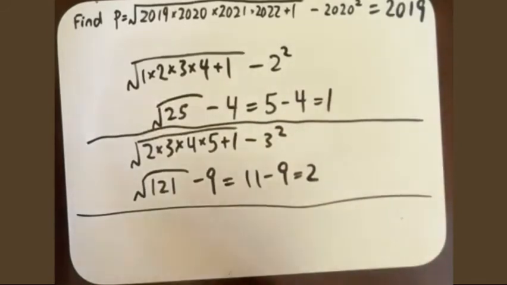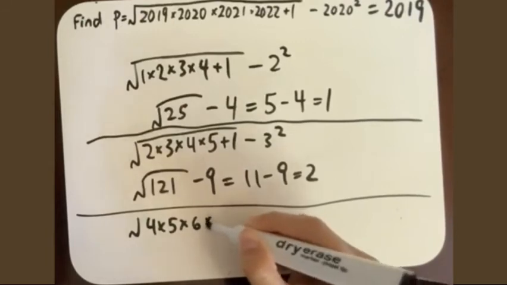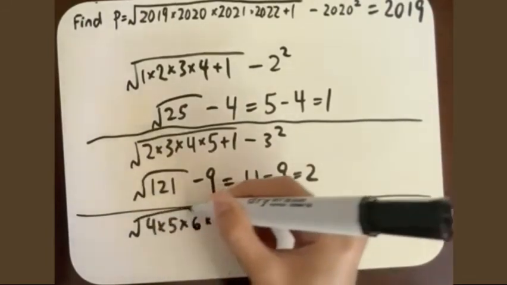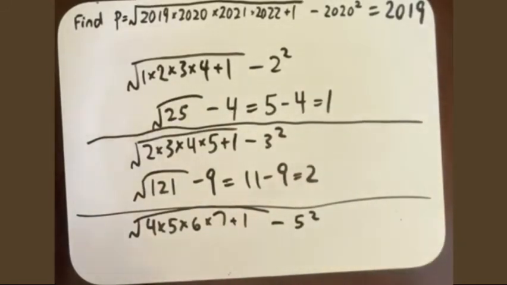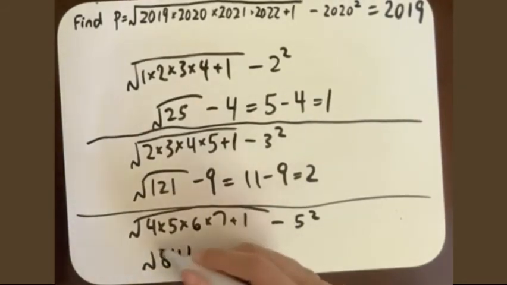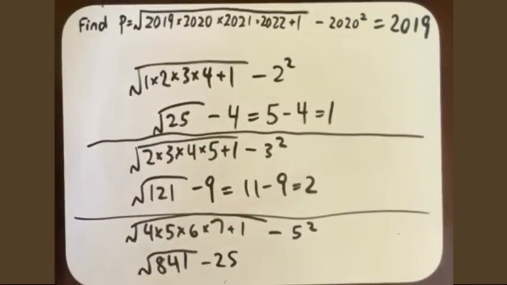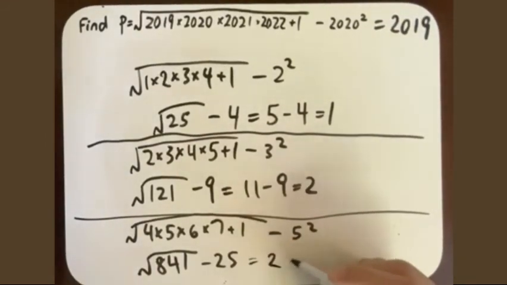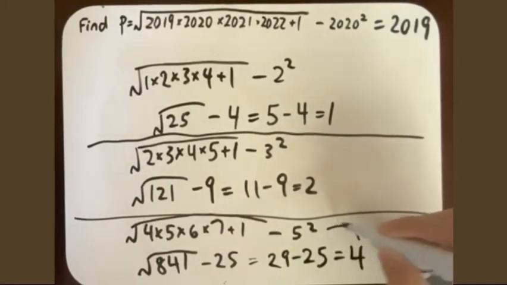Let's do one more. Let's go for maybe a bigger number. Let's go with 4 times 5 times 6 times 7 plus 1, square root of that, minus 5 squared. 4 times 5 is 20, 6 times 7 is 42, that's 840, plus 1 is square root of 841 minus 25. 841, that's going to be 29 squared. This is 29 minus 25 equals 4, which is 1 less than 5.